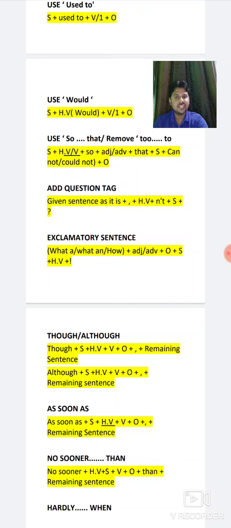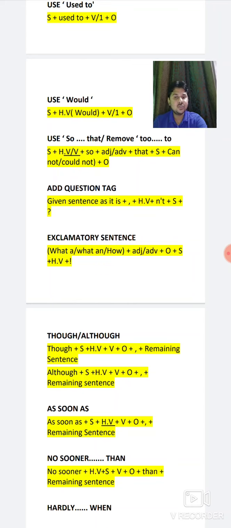So in the structure, the given sentence as it is, after that you have to add a comma. After the comma, the helping verb which comes in the sentence, only that you have to write. After that, see whether the sentence is positive or negative; it means you have to add n't, after n't the subject will be there, and at the last don't forget to add a question mark. Because in add question tag, this is the best identification, that you have to add a question mark at the end. If you miss the question mark, obviously your answer is going to be wrong, student, or it will be considered wrong.